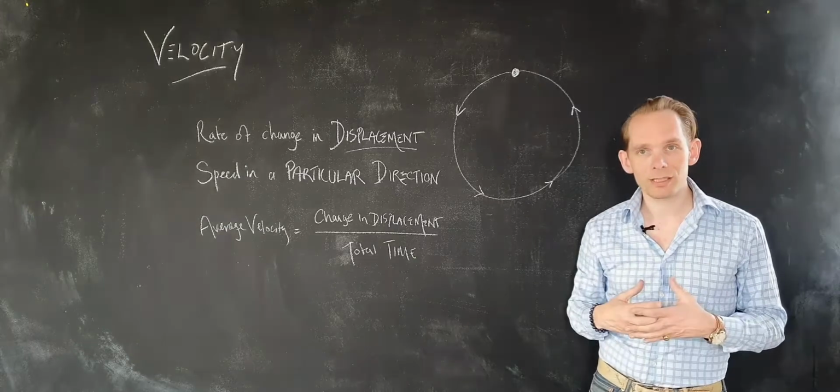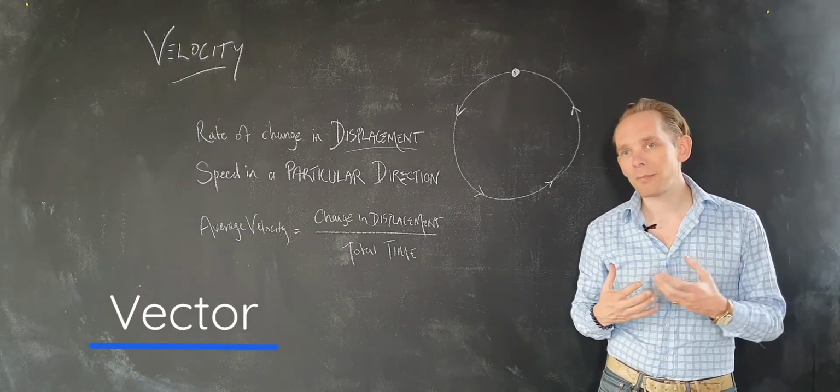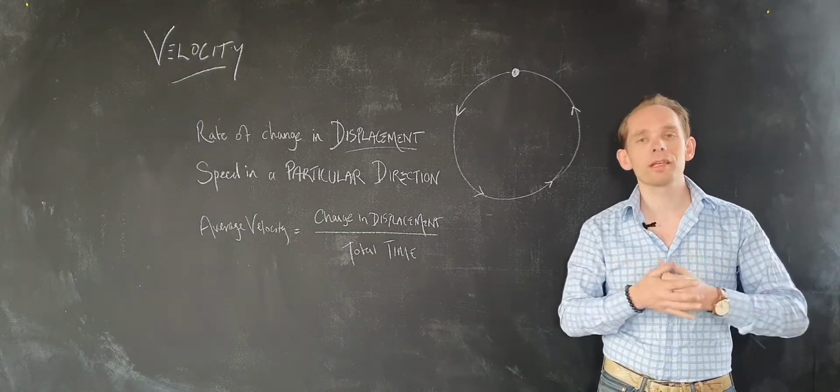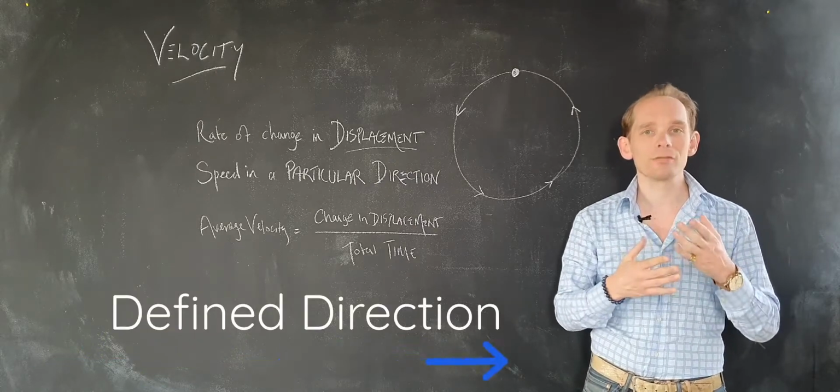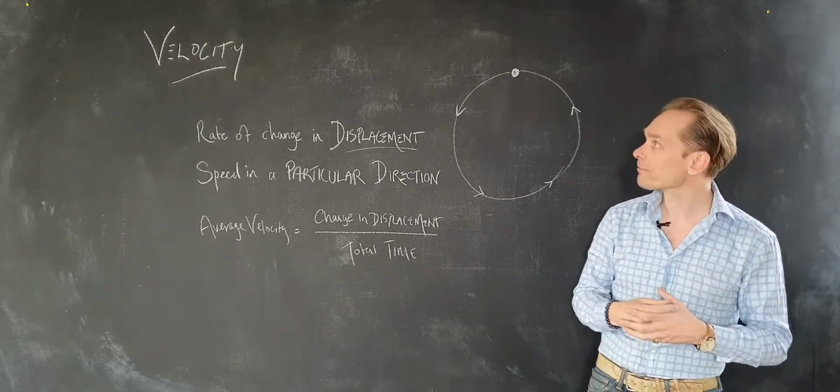Velocity is a more scientific term, and it's a vector quantity. That means it's not only about how fast you're moving, but it's about how fast you're moving in a defined direction where there's a positive and a negative.